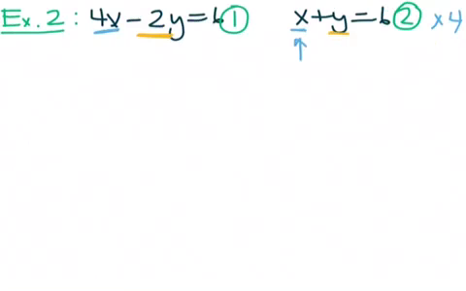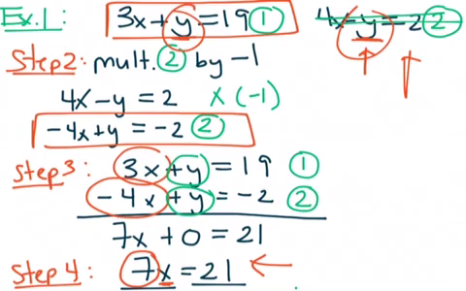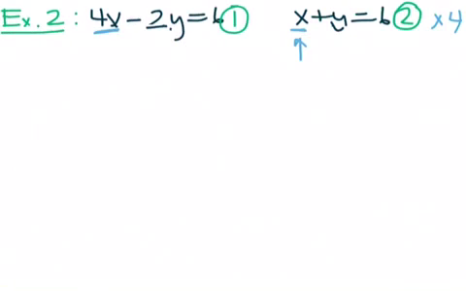So I'm going to take away my little highlight of y. Alright, so that's what I'm going to do. I'm going to make the x's the same. So step number 2 says multiply one or both of the equations by numbers to make the variables match. So I know what I'm going to do. I'm going to make this x look like 4x. So instead of rewriting it, I'm just going to make a little note that I'm going to multiply this entire equation by 4. So that's exactly what I'm going to do.